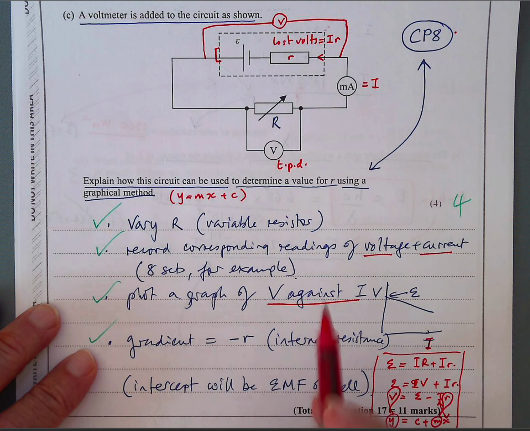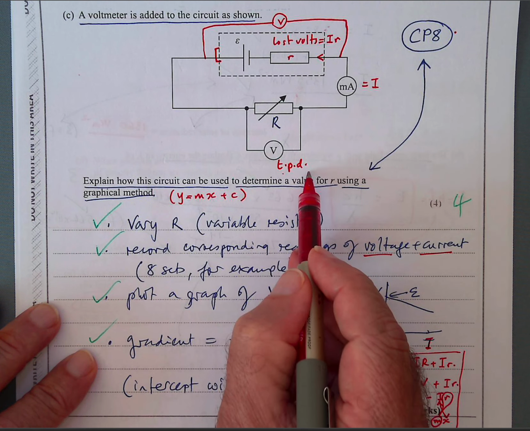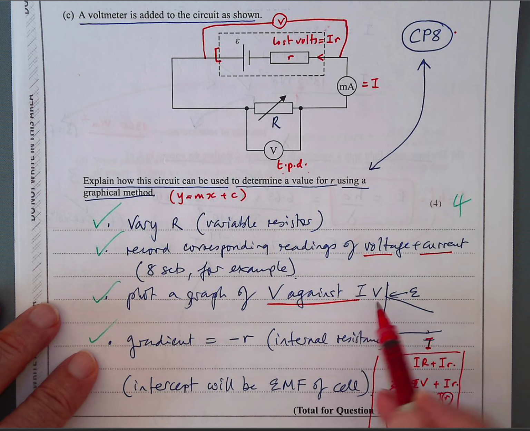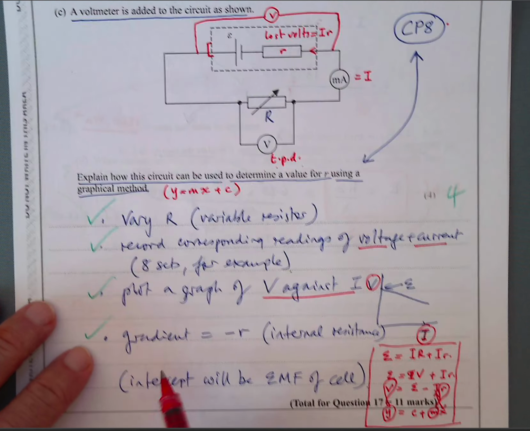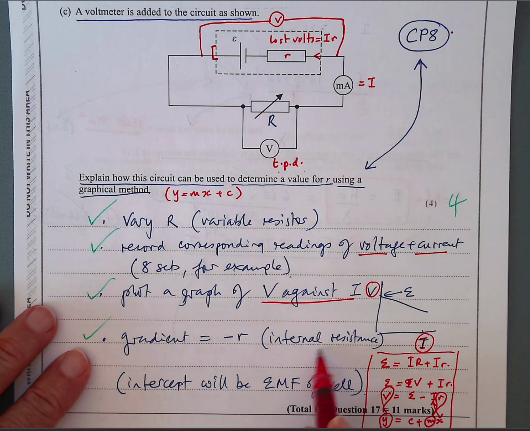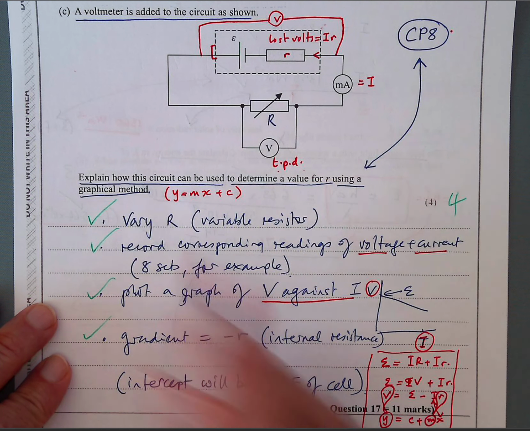Okay? So you'd vary R to be able to get a different terminal potential difference, TPD, and that will cause a different current to flow. Okay, plot a graph of V against I. So here's your V on the graph, and here's your I on the graph. And the gradient should give you a value of minus r, the internal resistance. So if you recognize this by having studied core practical 8 properly, they will give you your 4 marks.